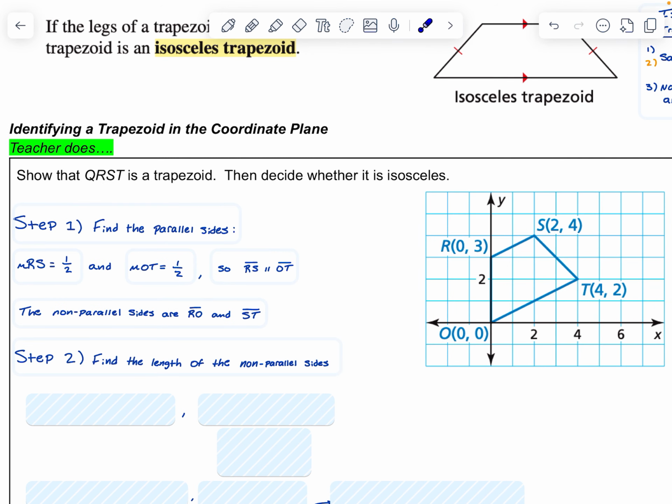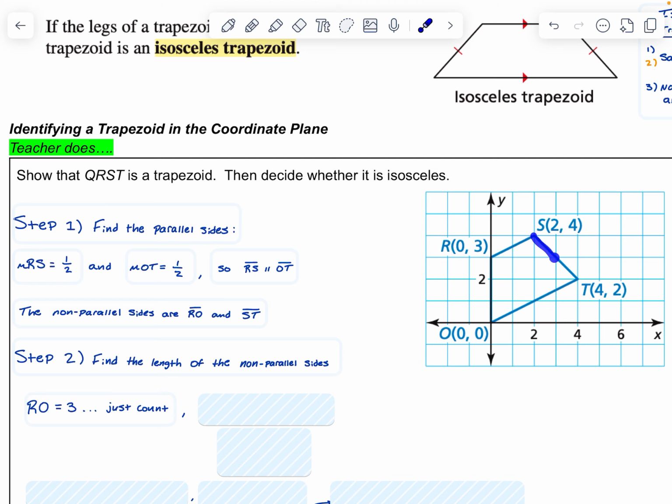Are they congruent? That's our step 2. Find the length of the non-parallel sides. How are we going to find the length of a side in the coordinate plane? Well, if it's RO, it's pretty easy, right? RO, we can just count. 1, 2, 3. The length of RO is 3.